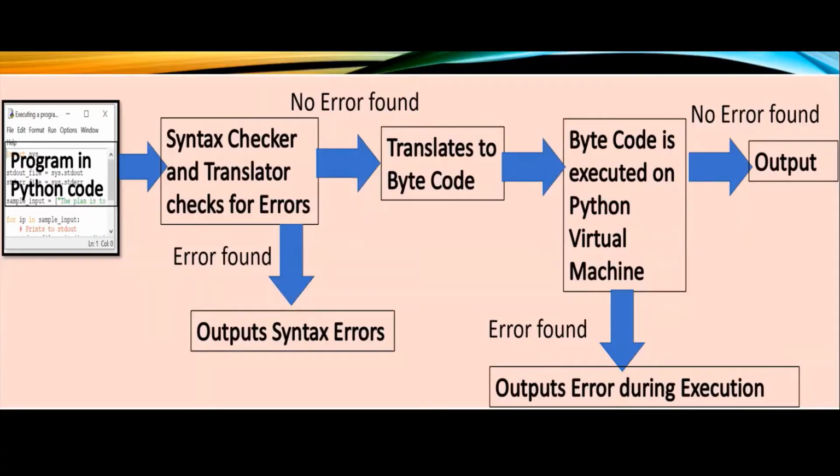We're now going to look at the execution of a program in Python code. Suppose we've written a program in any Python environment, we've saved this file and we run it. The syntax checker and translator checks for errors. In case there are any found, it outputs the syntax errors. Otherwise, it translates to bytecode, and bytecode is executed on Python virtual machine, which outputs errors during execution. In case there are no errors, it will give us the output.